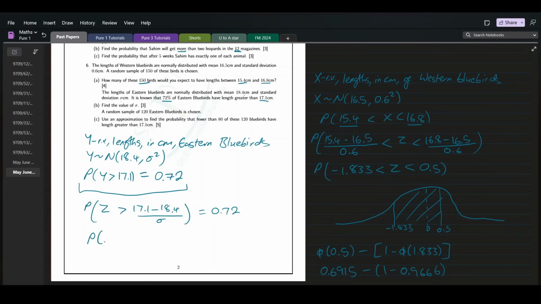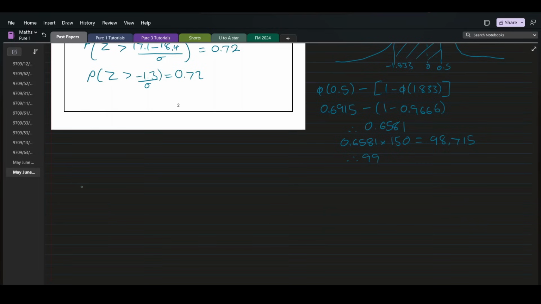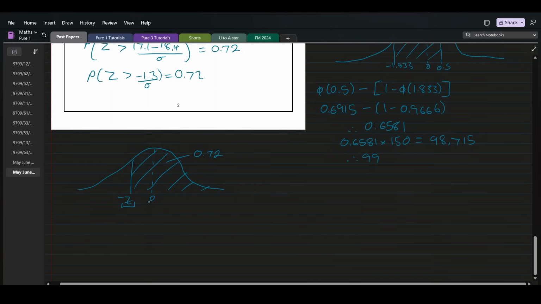So we've got the probability that z is greater than negative 1.3 over sigma is equal to 0.72. Okay, so now let's draw a bell curve for this. We're saying greater than, this should be 0. We want a region of 72%, and let's say that's negative z. This is the region that is 72%, 0.72. Okay, and we can tell that our z value over here is to the left side of 0. That's why I've put it with a negative sign.